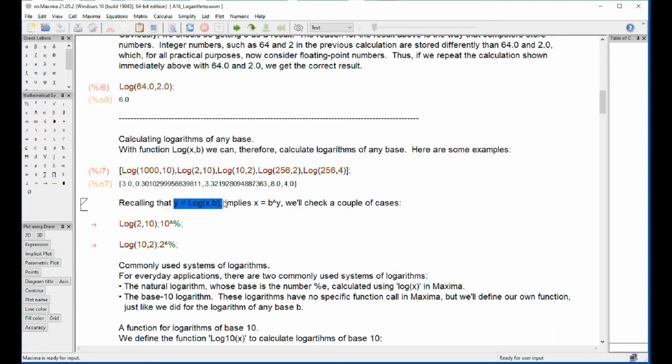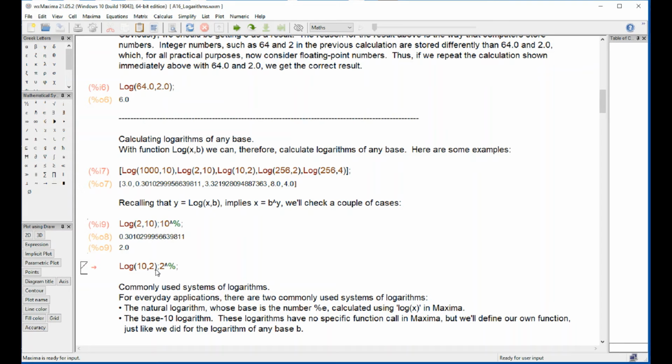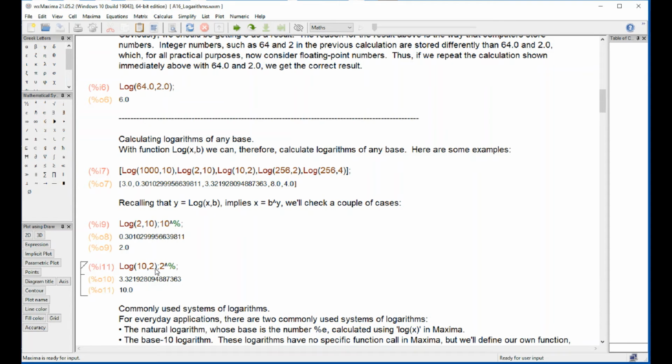So y equals log of x base b implies x equals b to the y. Check in the case of log base 2 of 10, 10 to the previous result should be giving me 2. Log base 10 of 2 raised to the value gives me 2. So exponentiation is the inverse function of the logarithm.